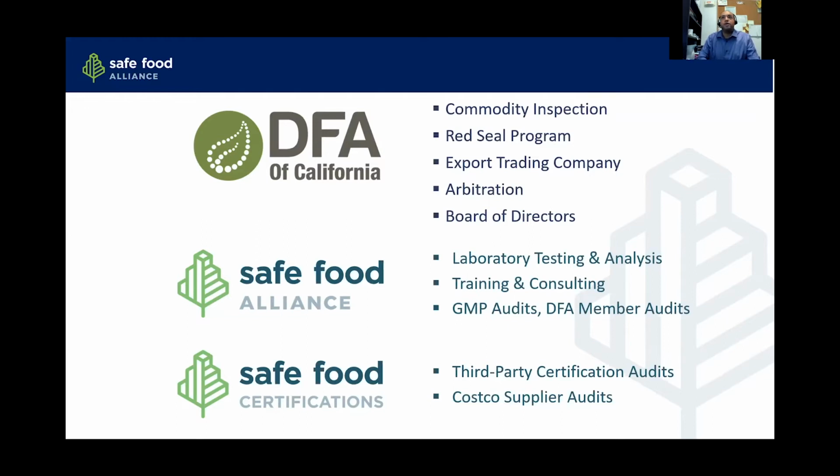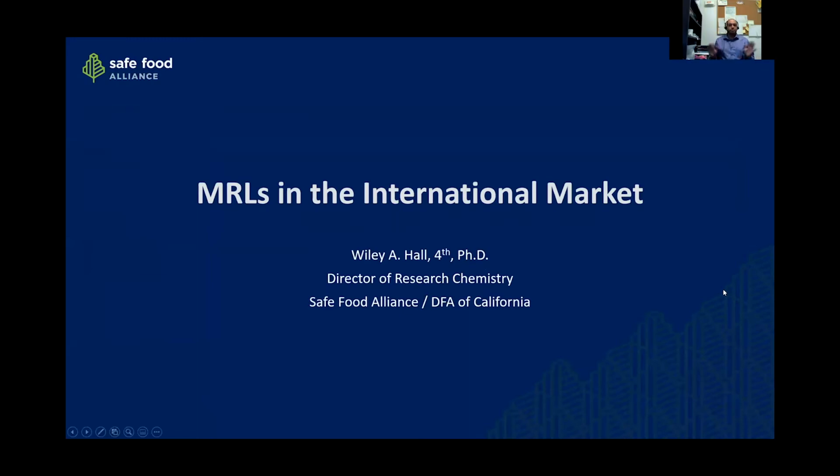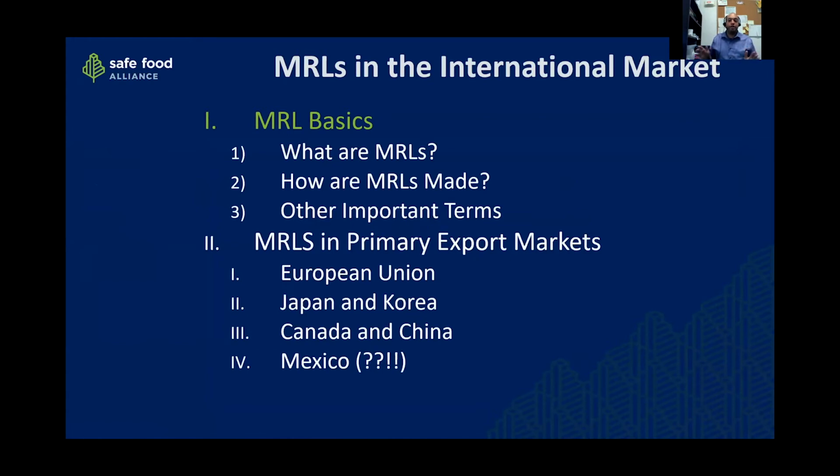Right. So let me go ahead and switch screens, and we'll get started with our material for the day. All right, so trade and international trade is a broad subject. There are a couple of sub-presentations we're going to give today on a variety of topics, and we'll start off with where I live, pesticide analysis. A brief primer on MRLs and the international market. Basic information that I think everybody should know about what MRLs are, where they come from, and some other important terms. Then we'll go through some of the primary export markets from California and the US, and go over how these regulations differ from location to location.